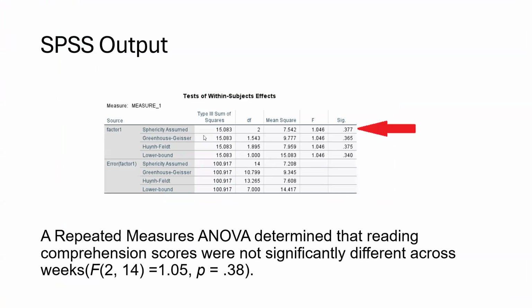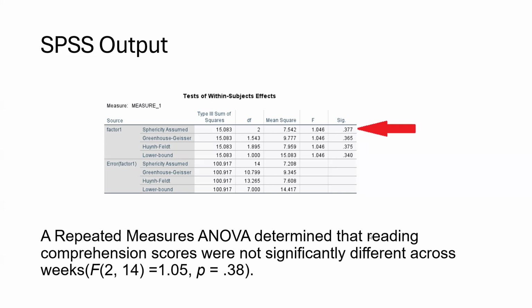So we have our sphericity assumed row, and we're concerned with the degrees of freedom, which is 2 and 14, the F value, and the significance level. And remember, we used an alpha value of 0.05. So if the value of our significance is above 0.05, we will not reject the null hypothesis. So we're looking for a significant shift.